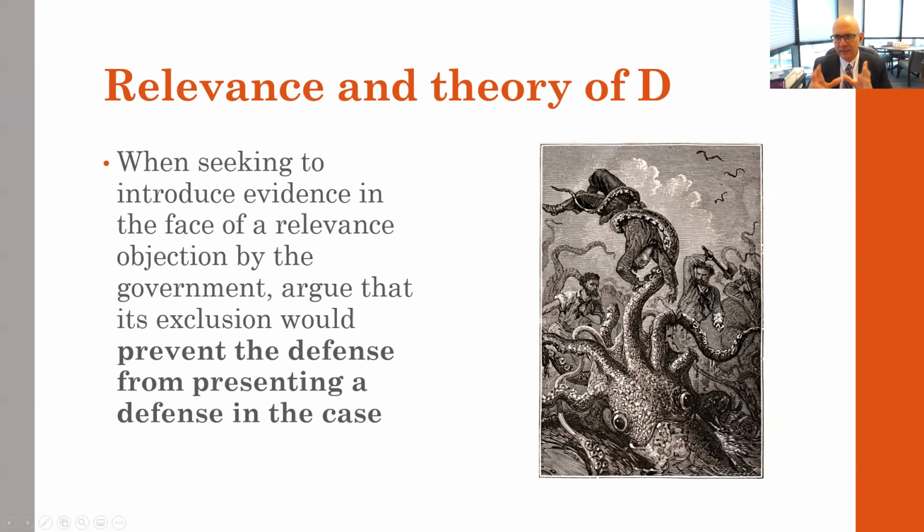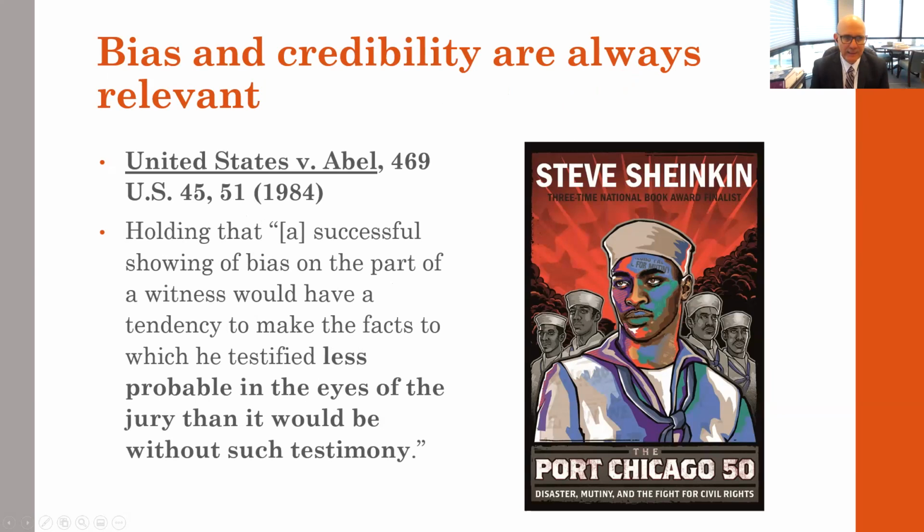So again, the key thing from our standpoint is to tie that piece of evidence, that statement or item in evidence, to our theory of defense. Another very important point to keep in mind is that bias and credibility are always relevant. So if you're talking about the credibility of an informant, the bias of a witness and that sort of thing, all that will always be relevant. This is going to play a role when we get to our discussion dealing with character, but it's always very important to keep in mind. Bias and credibility are always relevant.